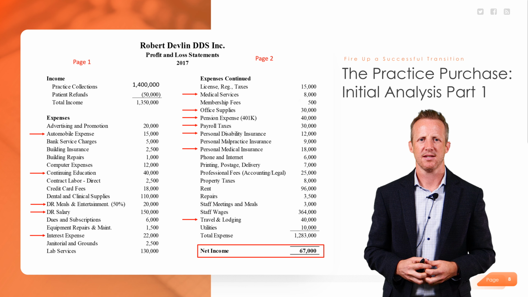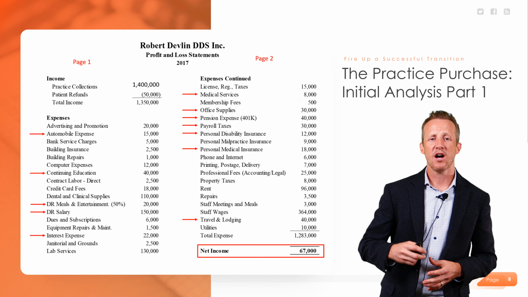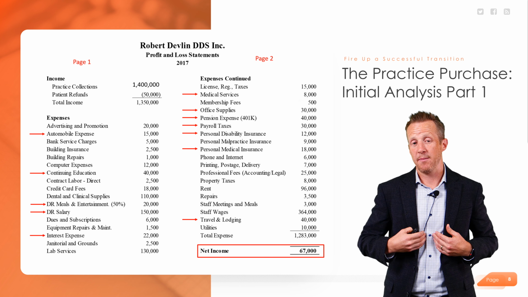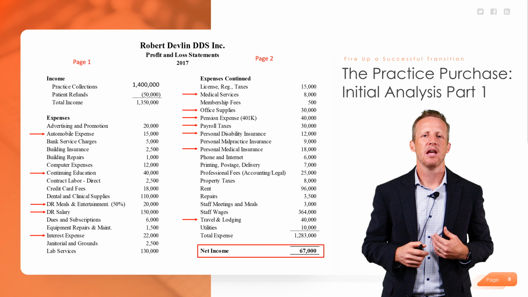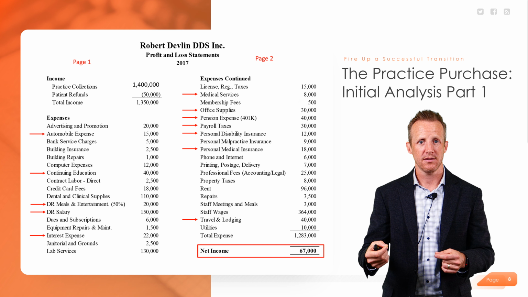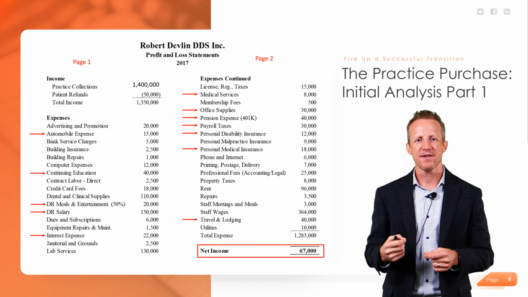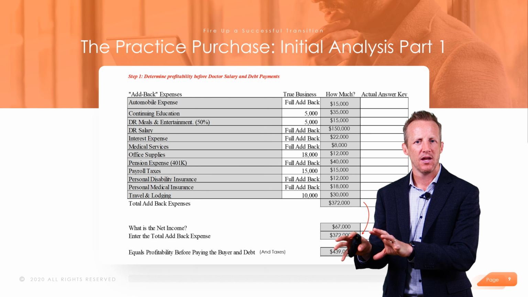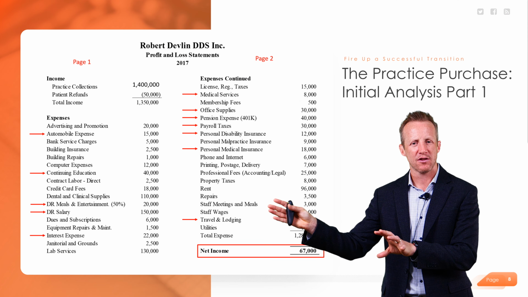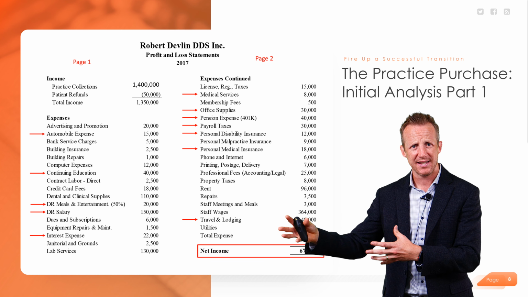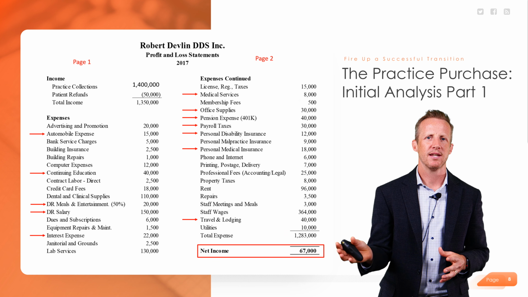Doctor meals and entertainment as well. We're going to add that back. The doctor's salary. Now there's a big one. Why are we adding back the doctor's salary? You might be thinking, well, I'm going to have to pay myself just like the seller did. Yes, but how much an owner pays him or herself has nothing to do, or shouldn't, with their own production and has everything to do with their own tax planning and retirement 401k planning. And so in order to compare apples to apples, to get to operating income, you have to take out the doctor's pay. And then later, we'll figure out what your pay is. But you have to take out the doctor's pay. So doctor's salary, take that out.